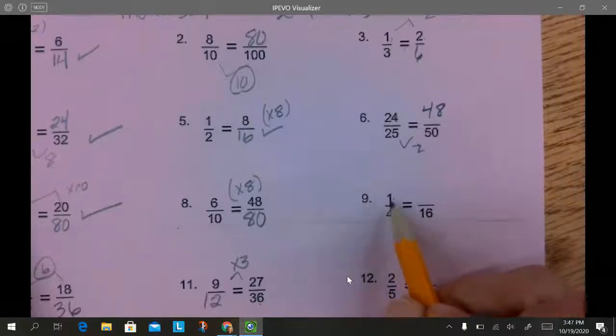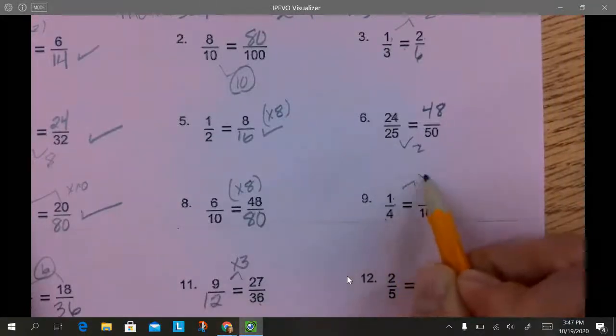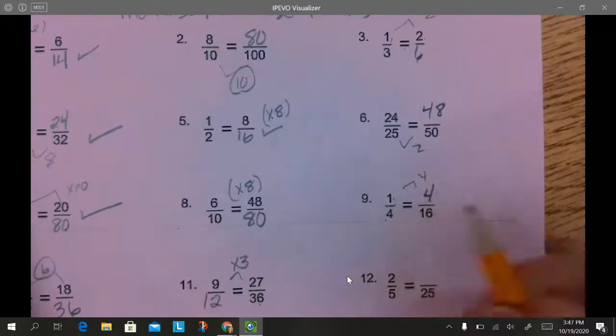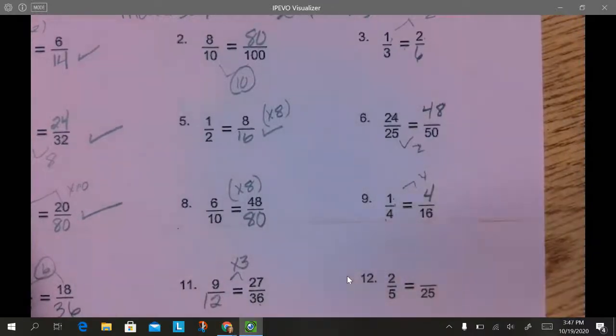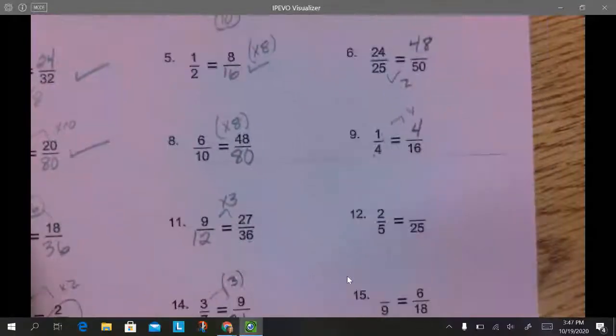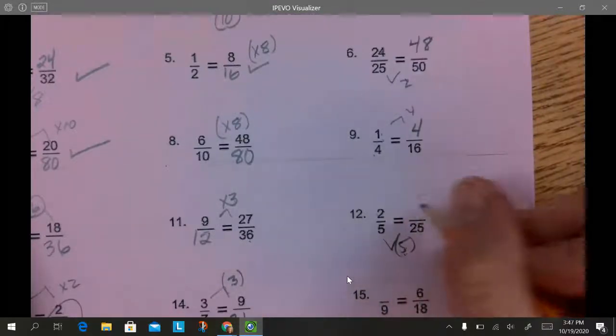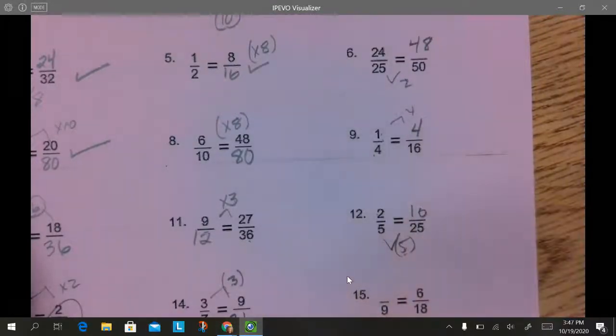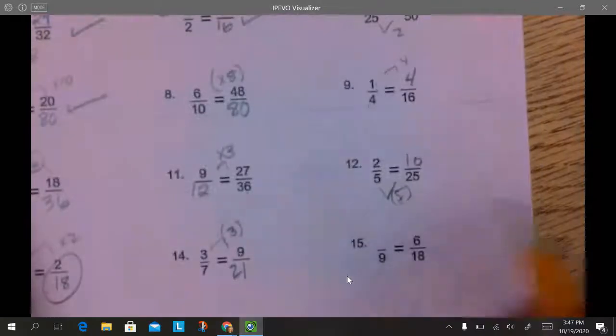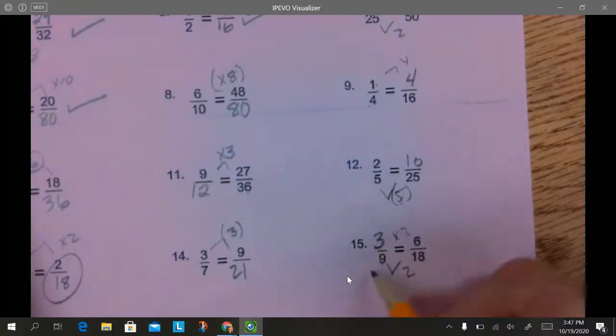1 over 4, 1 part of 4, 1 to 4, is also equal to what? 4 over 16. You guys are doing good. Look at the next one. 2 over 5 is also equal to what? Multiply by 5. 5 times 5. 2 times 5 is 10. Look at the last one. 9 times 2 is 18. So something times 2 over here, it's got to be 3.